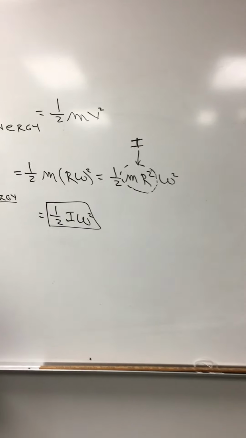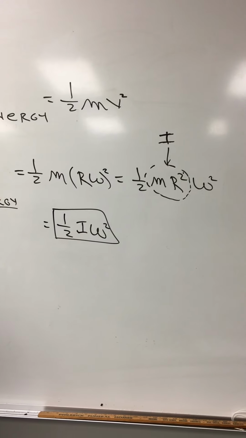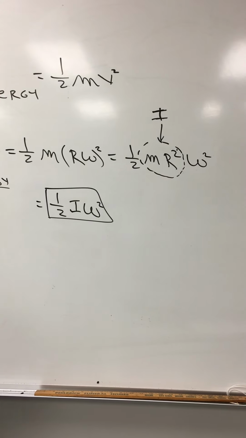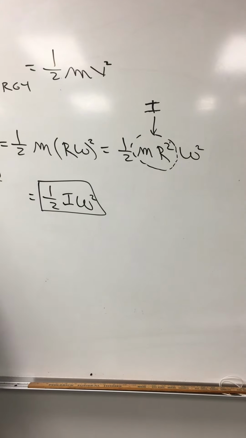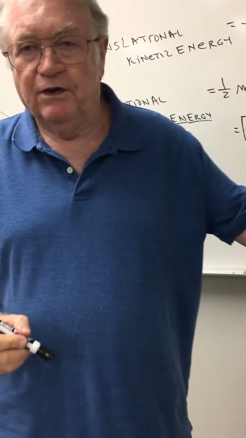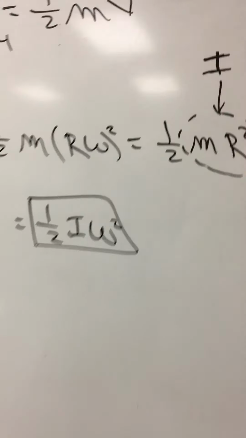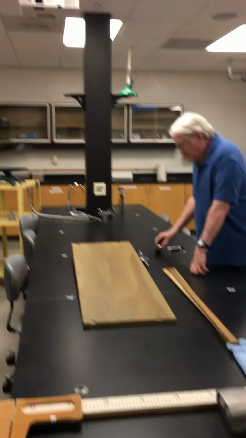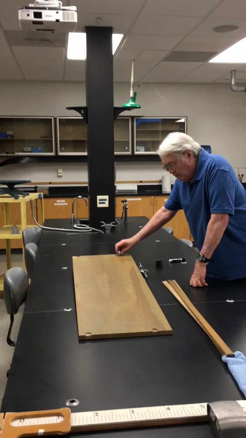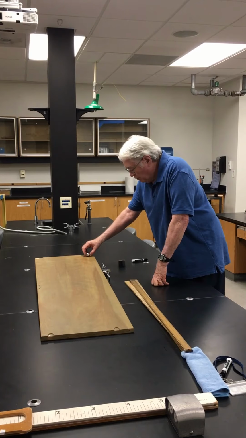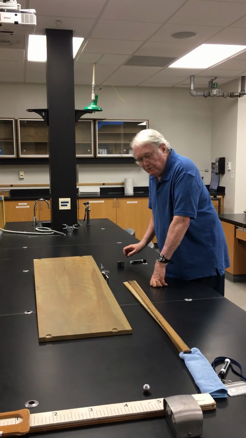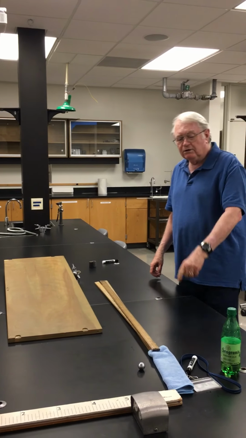Now if you roll something down an incline, then you have two kinds of kinetic energy. So we're going to go over here now, and my assistant can go over there, I think, and we'll do this right here. I'm going to let the sphere go, and hopefully it'll go straight down the board here, and hopefully it stops when it hits this piece of wood.